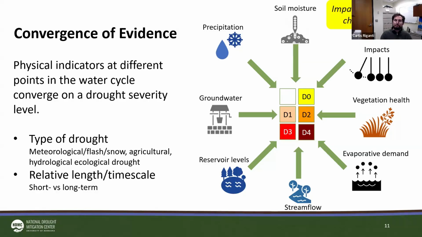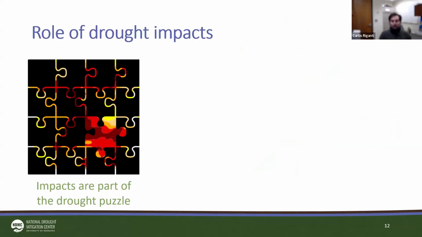And I just want to reiterate, the primary things that drive the map are the percentiles of these different data sets. So impact information alone is not going to drive changes to the map, but it does help inform how we analyze these different statistics. So yeah, drought impacts are part of the drought puzzle, but they're just a part, because they drive our analysis of the physical statistics. What do they do?